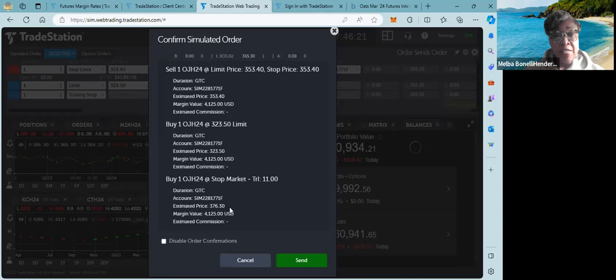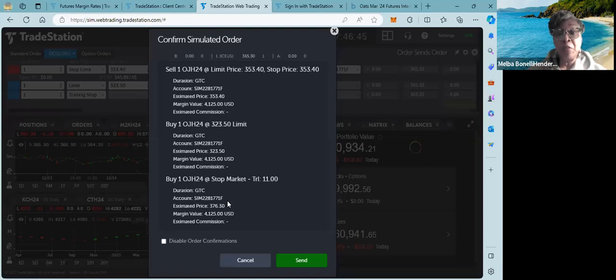So one of the things that you need to look at, see how the estimated price of 376.30 is the estimated price of the stop loss. That 376.30 should match pretty close to your stop loss horizontal line on bar chart.